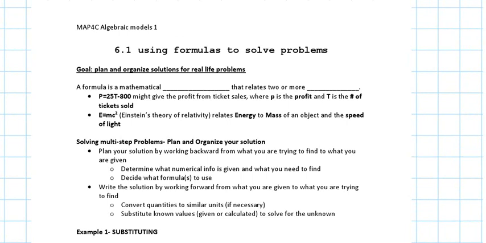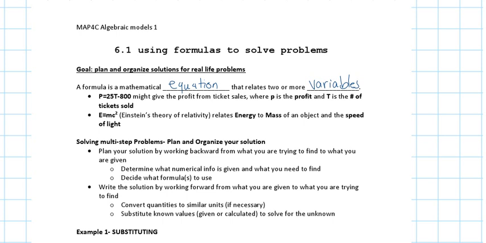Algebraic models, so a formula is a mathematical equation, right? So it's an equation where you have an equal sign that relates two or more variables. Okay? So equation means you have an equal sign. You have a left side and a right side with an equal in between, and then you'll have two or more variables that you're relating to each other.